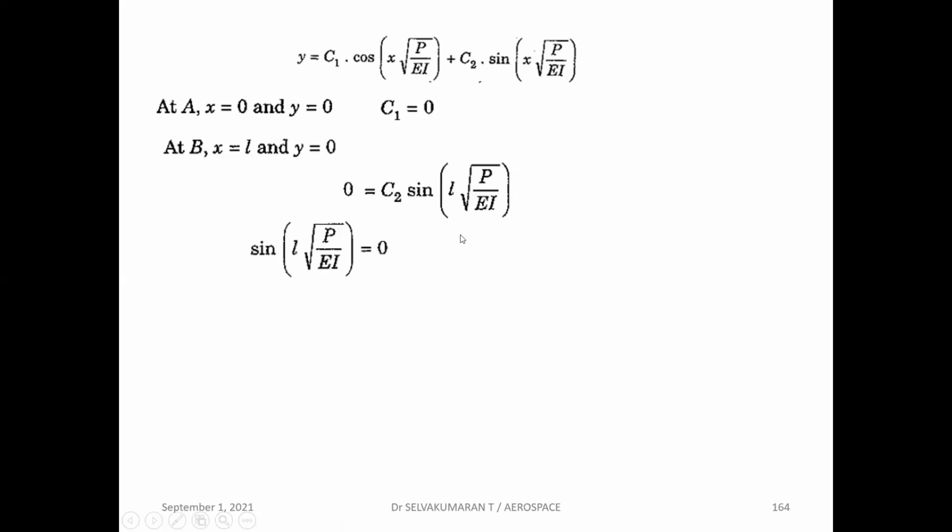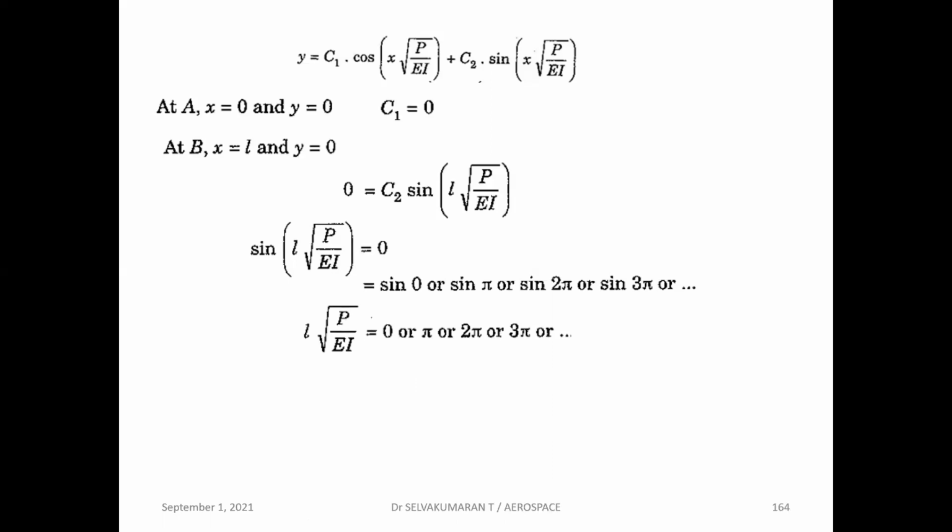Now C2, if you take here, sine of L root of P by EI is equal to 0. Sine 0 is 0, sine 180 is 0, like this we can write the equation. But C2 cannot be equal to 0, that we need to remember. If both C1 and C2 are 0, the deflection y will be 0, which is not correct. So sine of L root of P by EI is equal to 0. That's why we are equating this to 0.